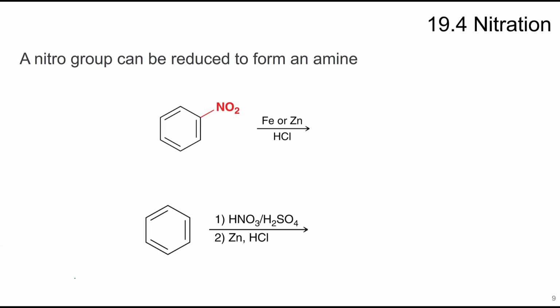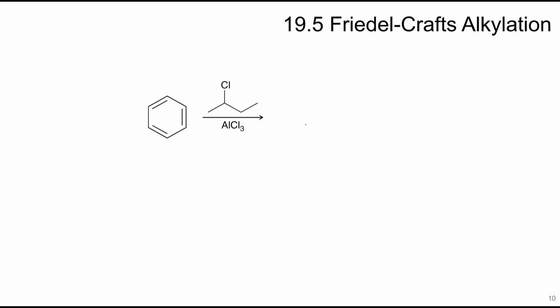Once you have the nitro group, we can actually reduce this to form an amine. Iron or zinc with HCl will give us NH2. If we do a two-step reaction with nitric acid and H2SO4, followed by zinc HCl, we form aniline. Another reaction we can do is a Friedel-Crafts alkylation. We add an alkyl halide, or an alkyl chloride in this case, in the presence of aluminum trichloride. We get benzene and the addition of the group that was attached to the chlorine.